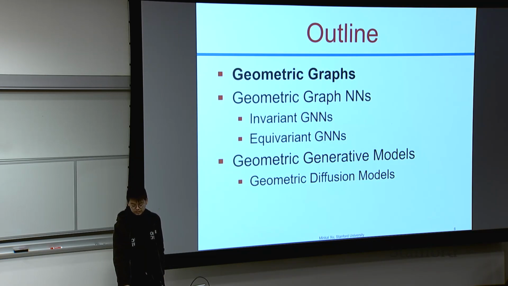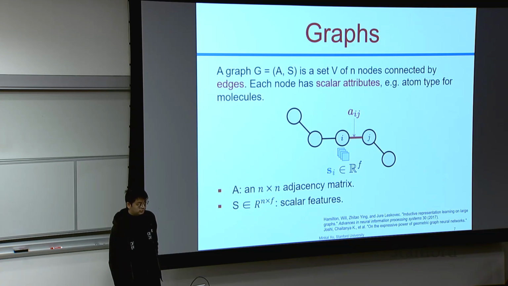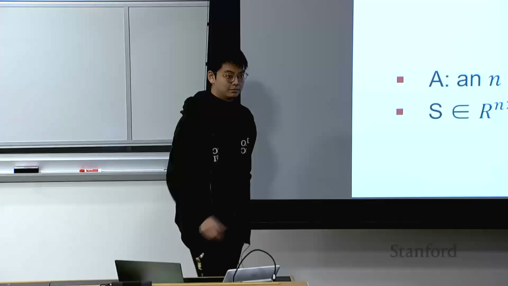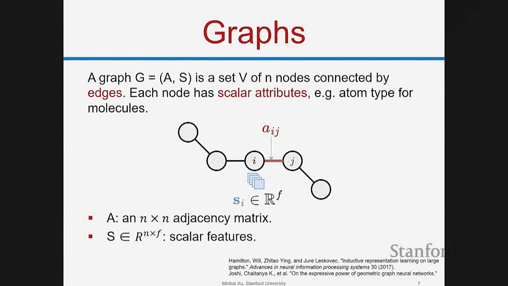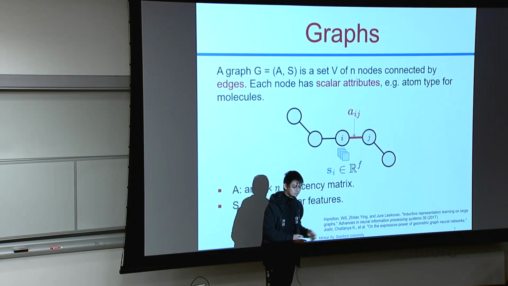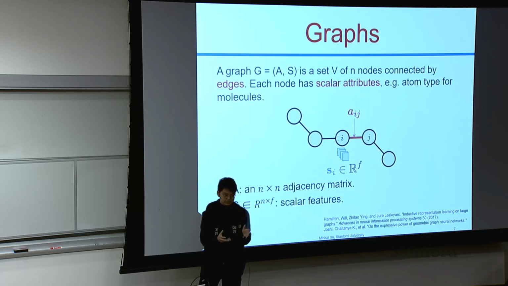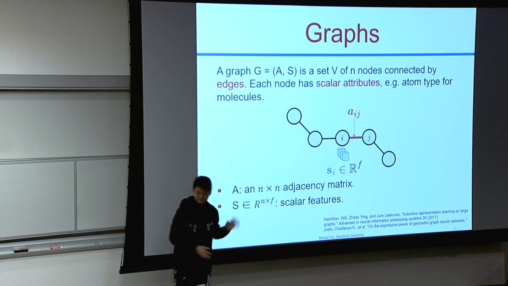Okay, so the first part will be geometric graphs, and maybe we can have a very brief recap of a typical graph. So what is a graph? I think you have learned it for the whole quarter. It's an adjacency matrix and also a collection of nodes. The nodes have node features, and they are defined by some connections in the adjacency matrix. And occasionally, the adjacency matrix also can contain some edge features, so we want to learn over such a graph. Yeah, very typical thing.